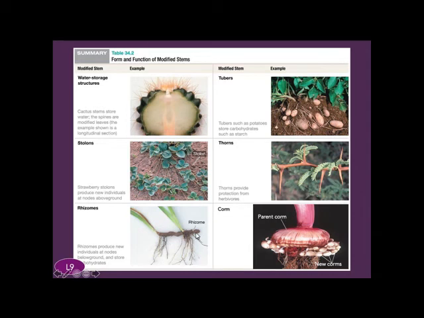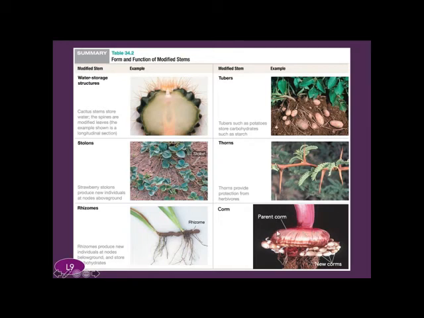Rhizomes, right here, is part of the stem that is below ground and it stores carbohydrates. Tubers, like potatoes, those are also carbohydrate storage, and those are also modified stems. Thorns are a modification of the stem to protect from herbivores.